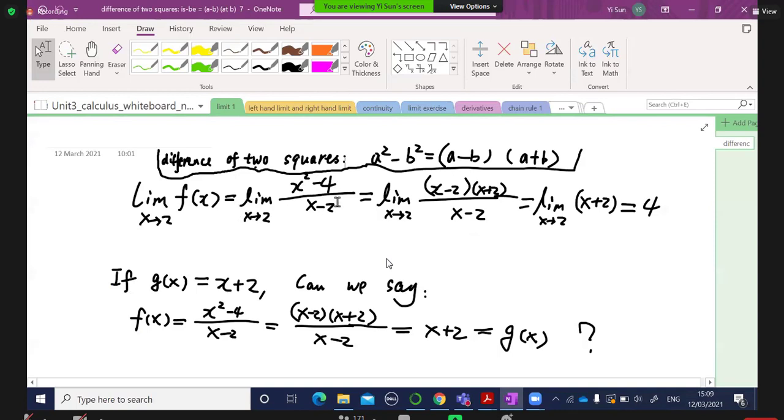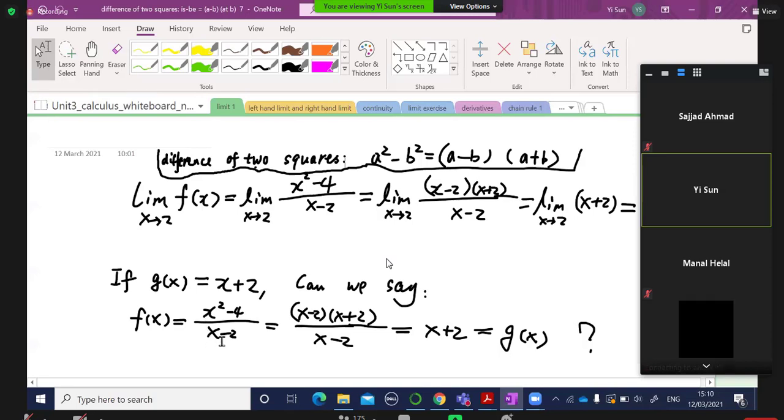Okay, how did we calculate the limit? We actually applied difference of two squares. So here we expand using x minus 2 multiplied by x plus 2, and then we can cancel x minus 2 in numerator and denominator. This gives us 4. Now, since f(x) is defined here, it can be written like this, and then we can cancel this x minus 2 from numerator and the denominator. It gives us x plus 2.